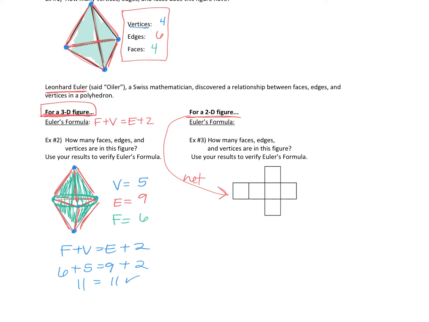His 2-dimensional version is very similar. We don't use this one quite as much, but it's faces plus vertices equals edges plus 1. So if you take your figure, think about what figure would this be 3-dimensionally? It'd be a cube, right? You don't need to draw a cube. I'm just showing you what it would look like if it was 3-dimensional. So if we take that and we lay it out as a net, how many faces, edges, and vertices are in that figure when it's a net? And then we'll check it against this one. So take a little bit right now and try that for me.